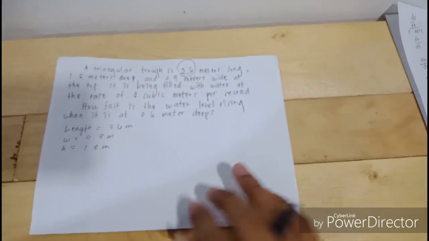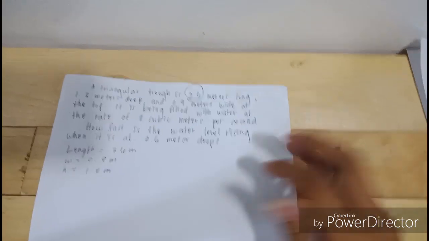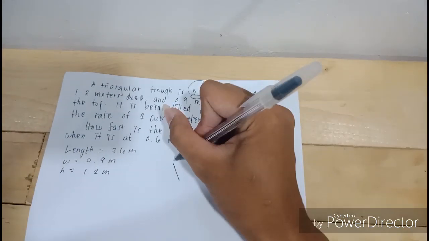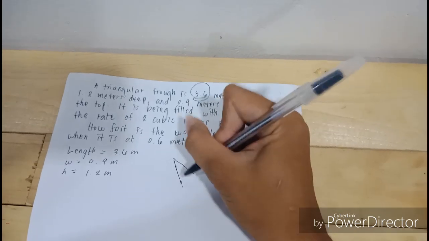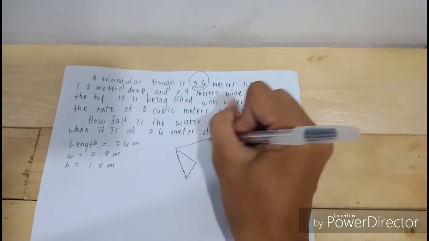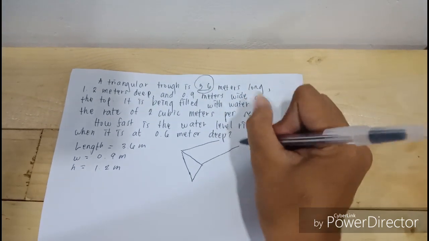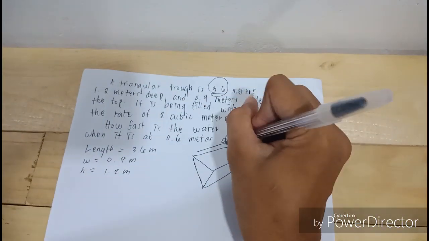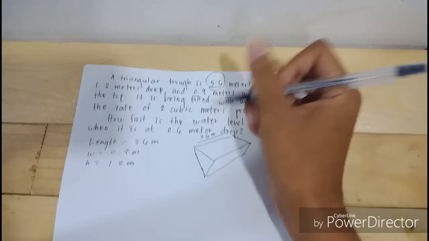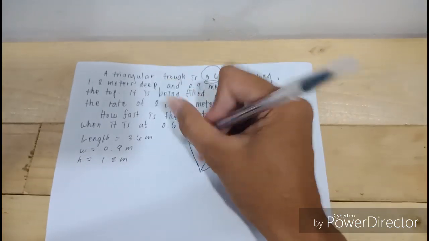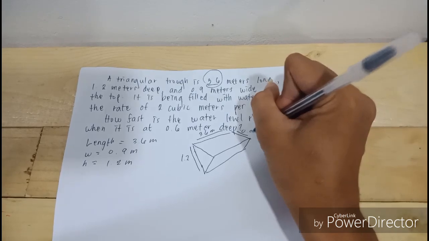Before we solve this, we need to sketch it first. A trough is like this. It is triangular as it is described in the problem, like that. So this is the length, which is 3.6 meter, the height, which is 1.2 meter, and the width, which is 0.9 meter.